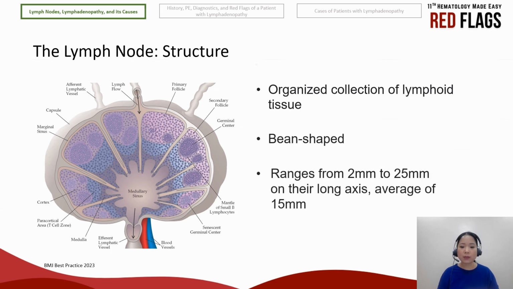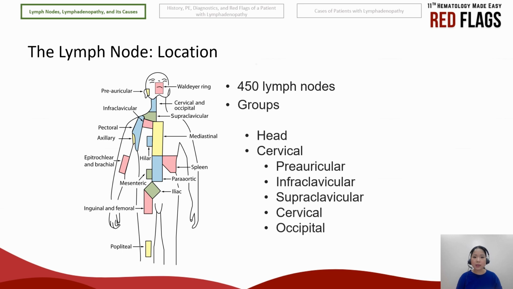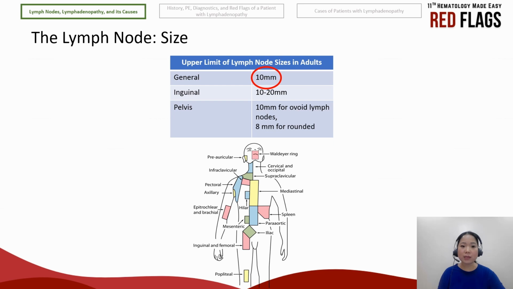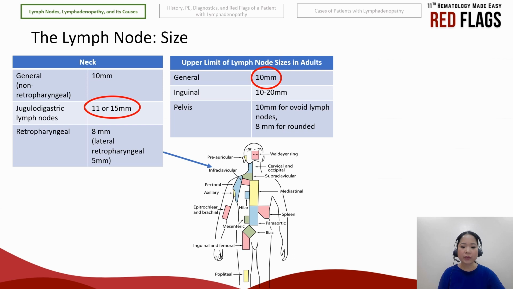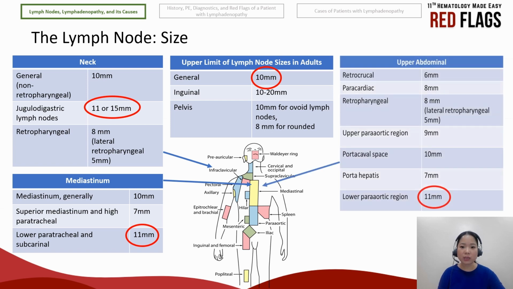Lymph nodes are an organized collection of lymphoid tissue scattered throughout the body. They are bean-shaped, and they range from 2 to 25 millimeters on their long axis. There are nearly 450 lymph nodes in the human body, and they are grouped according to these regions. The upper limit of lymph node size in adults is generally 10 millimeters. However, there is regional variation. There are several regions in the neck, such as digastric lymph nodes, that may range at 11 to 15 millimeters. In the mediastinum, the paratracheal and subcarinal lymph nodes may be 11 millimeters in size. And in the upper abdomen, the lower para-aortic regional lymph nodes may be 11 millimeters in size.